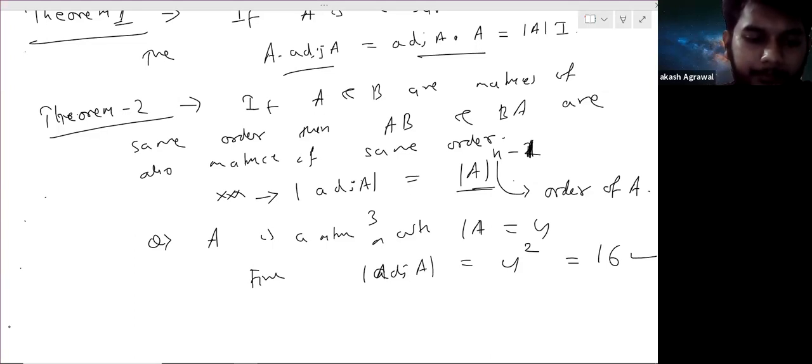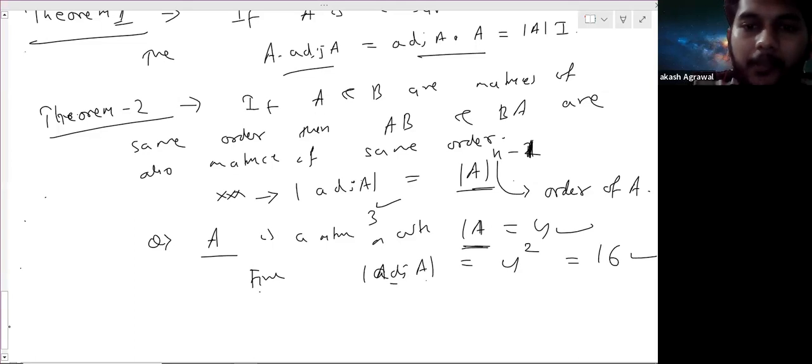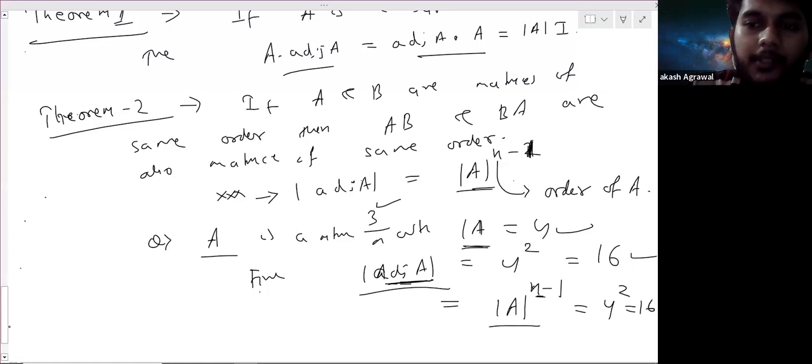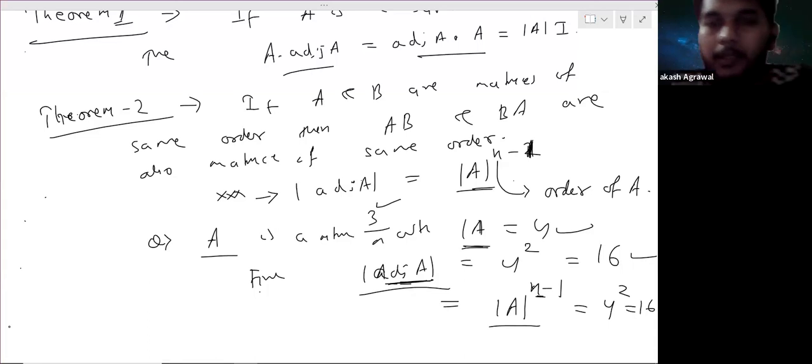Yes or no? Sir, can you please repeat one more time? Okay. They will ask, if there is a matrix A with order 3, such that determinant of A is 4. Right? This much information they will give you. Then they will ask, find determinant of adjoint of A. So here you do not need to find adjoint of A, you can directly use the formula. This will be determinant A to the power n minus 1, where n is the order of A. Here the order is 3, 3 minus 1 is 2. Determinant A is 4, 4 to the power 2, which is 16. Okay, very important property. Write it down.